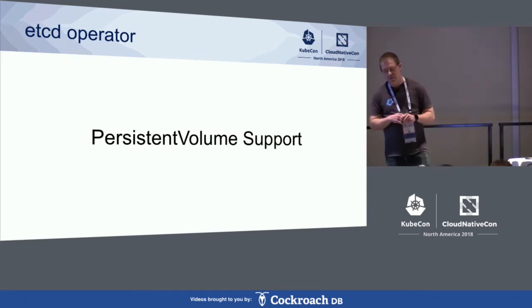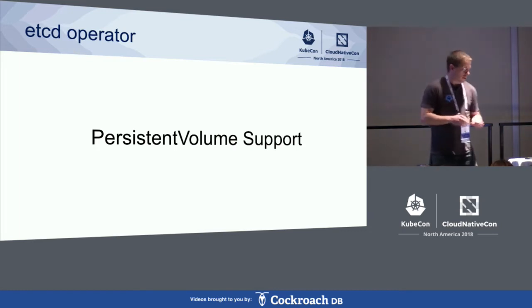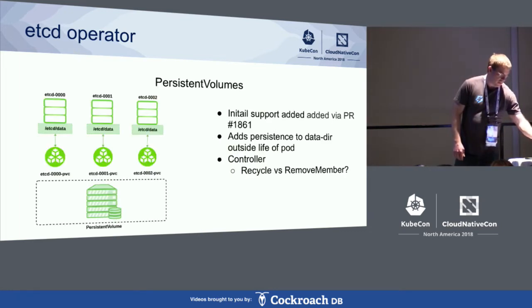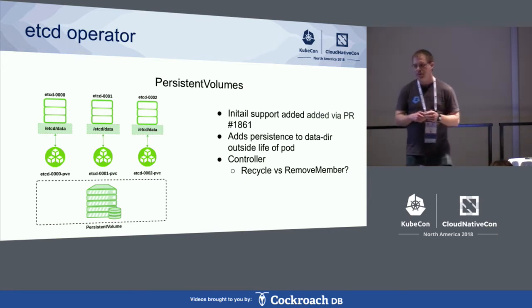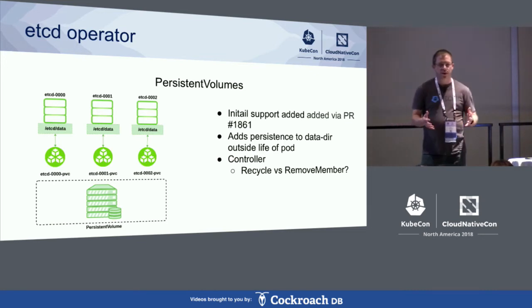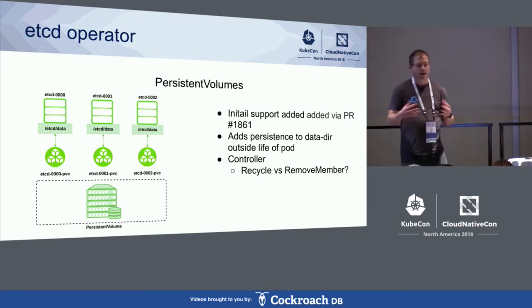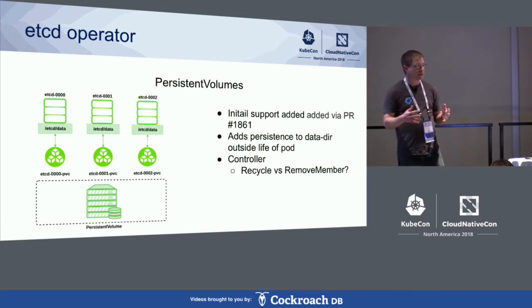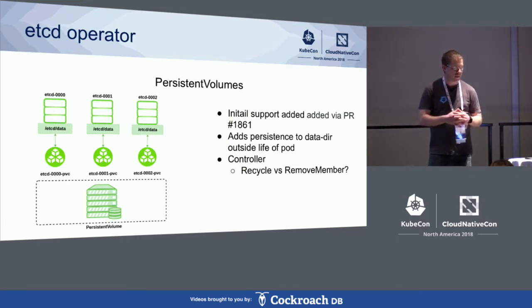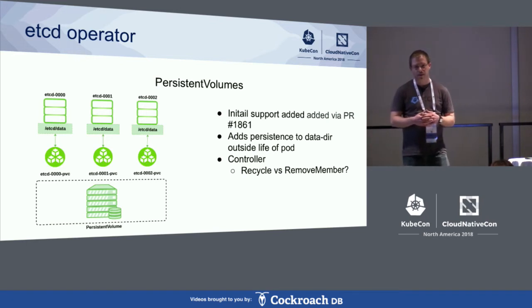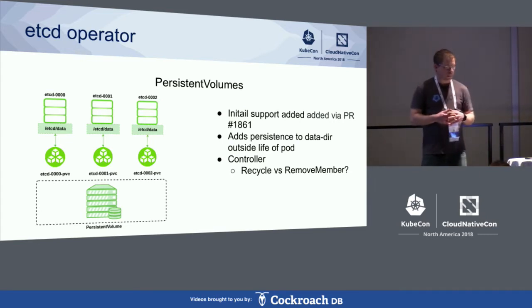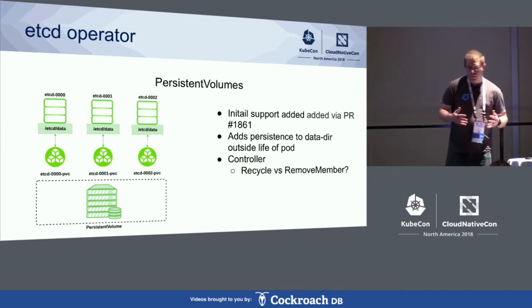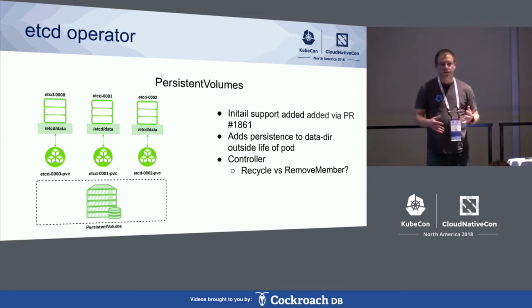Persistent volume support. This was a big addition. The initial support was added via PR 1861. And basically, by having persistent volume support, we can have the data directory persist outside of the lifecycle of the pod, right? And that's really important in this case because the data underlying is what etcd needs to operate. So now etcd operator has another tool in its tool chain.